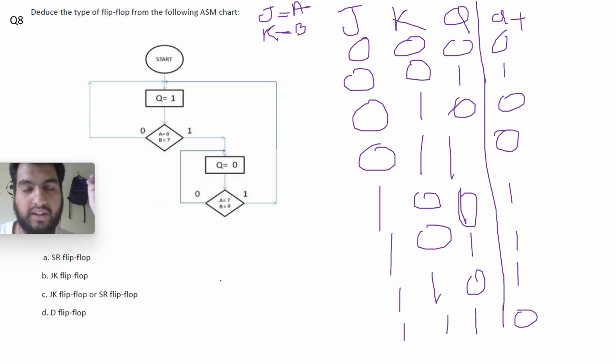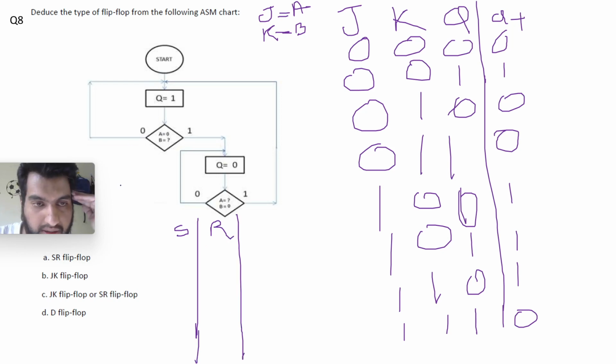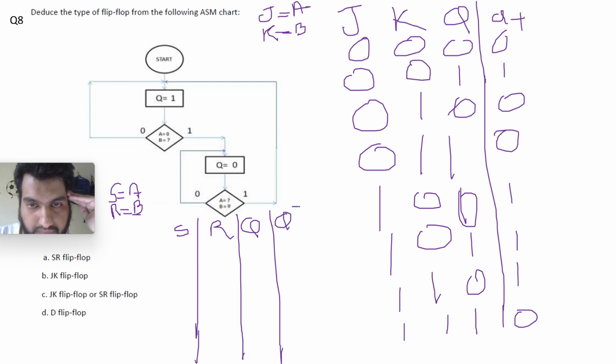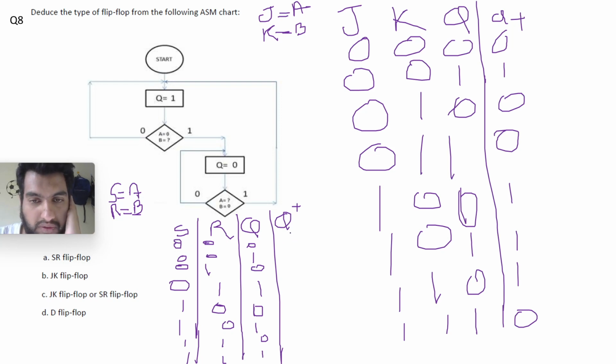Also, this is following the valid operations of an SR flip-flop. How? Let me construct an SR flip-flop characteristics table here. Input A is equal to S and input B is equal to R. Here it's my Q, and here it's Q plus. For 0 0, output will just remain at Q. For 0 1, it will be 0. For 1 0, it will be 1. And here it is don't care.